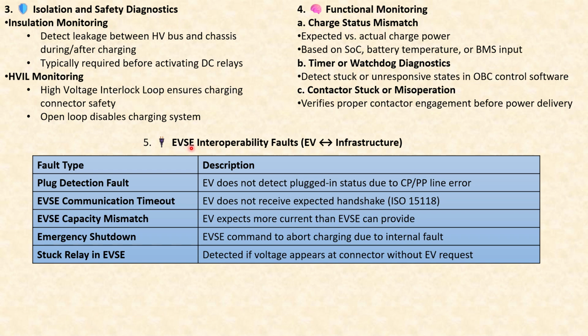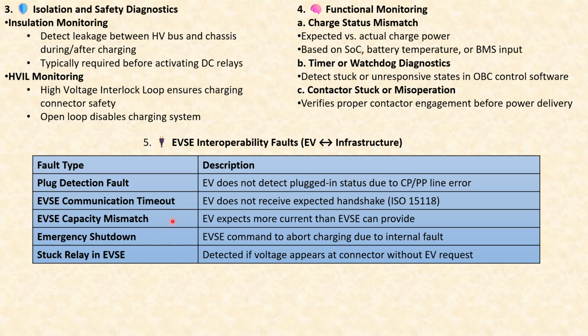Now, when it comes to EVSE interoperability faults, I mean the faults that can come up when the EV is interacting with the infrastructure. The first fault is plug detection fault, and the description is: EV does not detect plugged-in status due to CP/PP line error. So even though you plug in, the EV does not detect the plug-in status. That is the first fault. And second is EVSE communication timeout. EV does not receive the expected handshake, the expected approval. So that is called EVSE communication timeout.